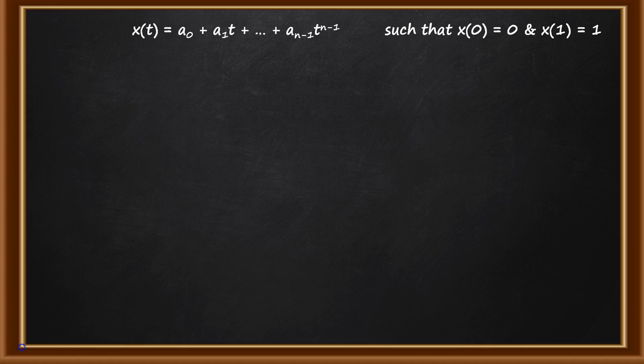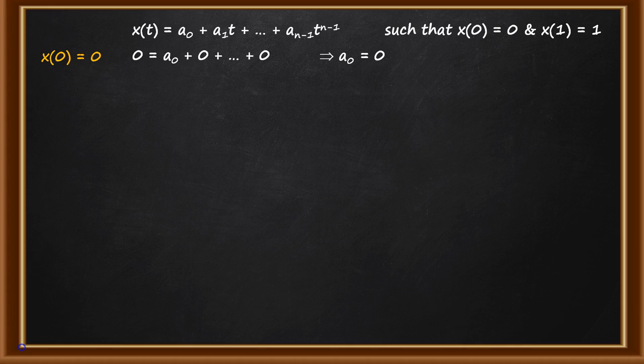Here if we put the first condition, x(0) = 0, that means when t goes to 0, x(t) also goes to 0. So let's put that condition. This will be 0 = a0 + 0 + ... + 0. All the terms are 0 except a0, since it has no t term. So this equation ultimately gives a0 = 0. The first condition gives you this equation.